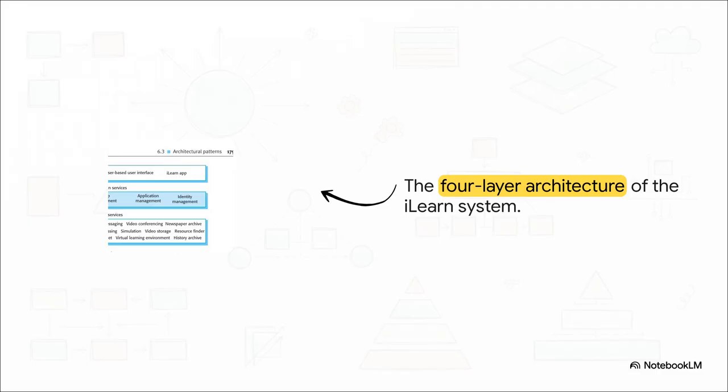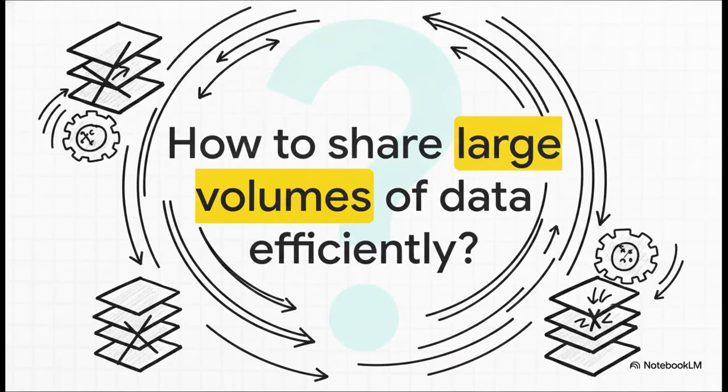Let's look at a very concrete example from your textbook, the iLearn digital learning system. Notice the four distinct layers here. Right at the top, you've got the browser-based user interface. Beneath that, configuration services. Then, application services, like messaging. And finally, right at the bottom, utility services, like your storage. For your exam, you absolutely must understand this concept thoroughly and know how to draw a basic version of this four-layered structure.